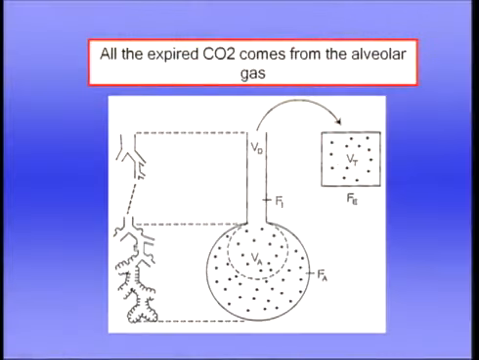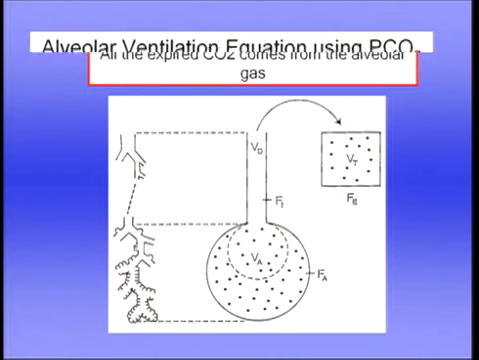And just to remind you, the alveolar ventilation equation is derived from the fact that all the expired CO2 comes from the alveolar gas. And so if we look at a tidal volume here, expired tidal volume, all the CO2, represented by the dots here, is coming from the alveolar gas. No CO2 comes from the dead space, because at the end of inspiration, the dead space contains the inspired air. There's no gas exchange in the dead space. That's why it's called a dead space. And when that gas is exhaled, of course, it has no CO2 in it. So all the expired CO2 comes from the alveolar gas.